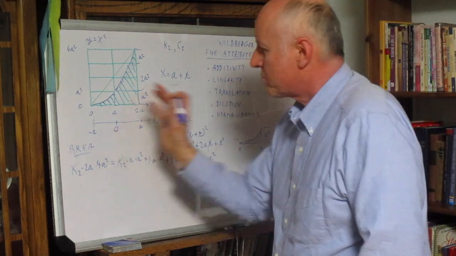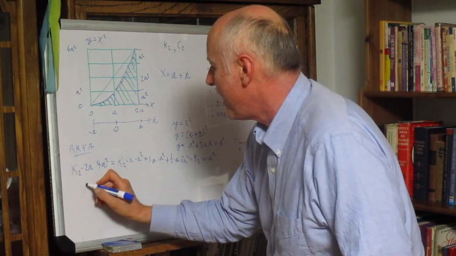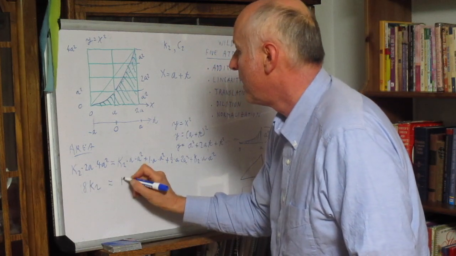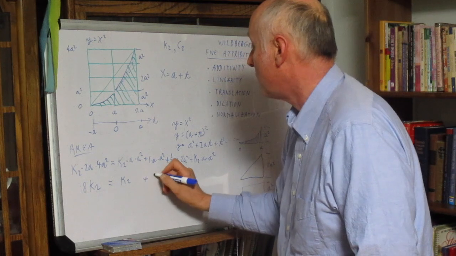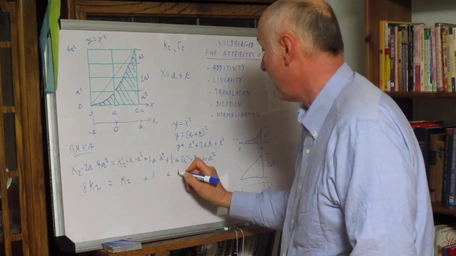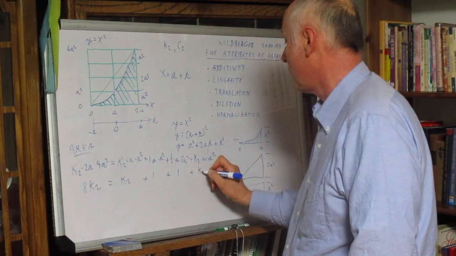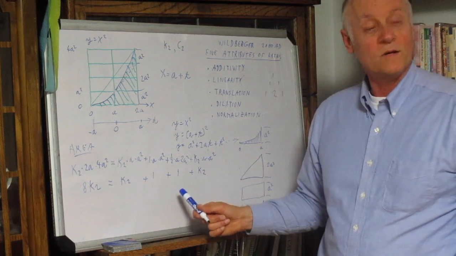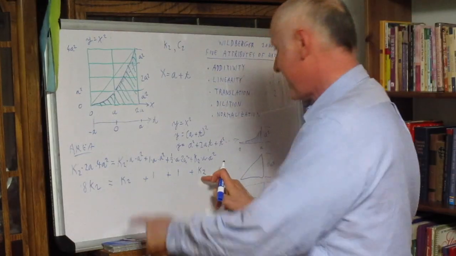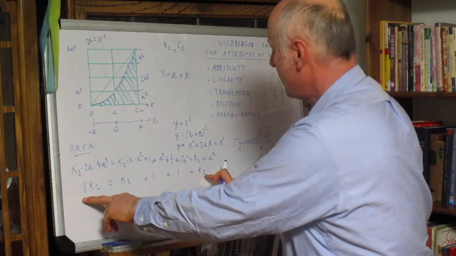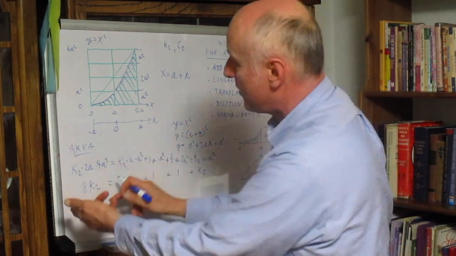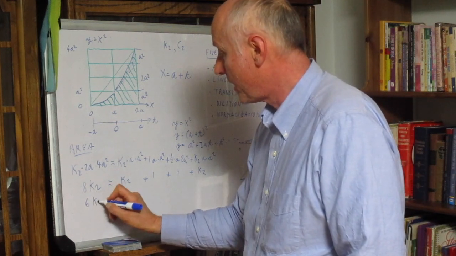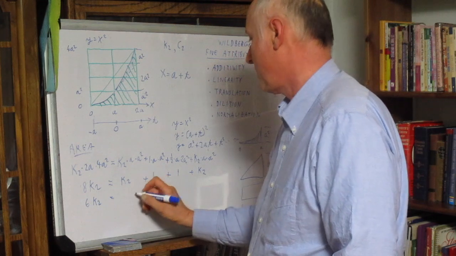Well, let's reconfigure. So we got 8K2 equals K2 plus 1 plus 1 plus K2. We have one equation, one unknown. We can solve this. Basically, 8K2, so you subtract 2K2, that becomes what? 6K2? 6K2 equals 2.